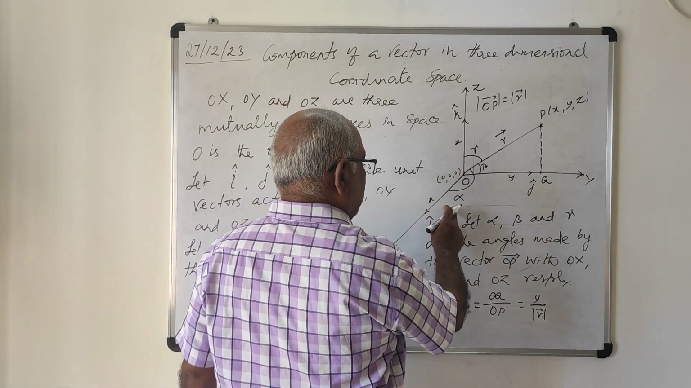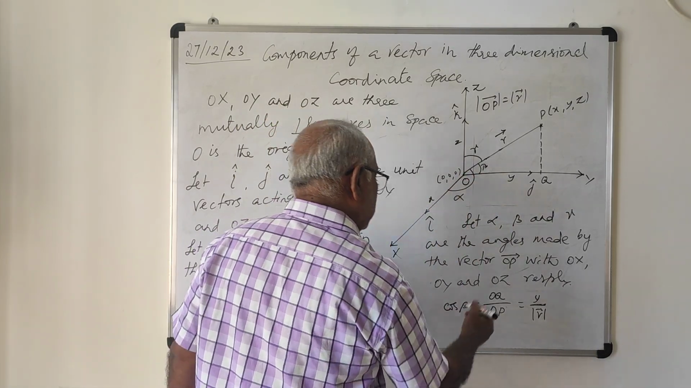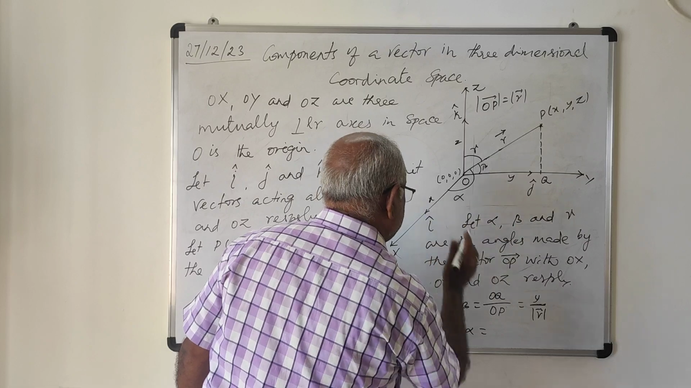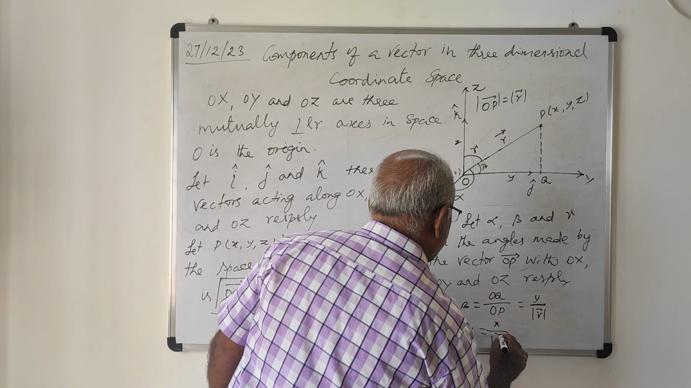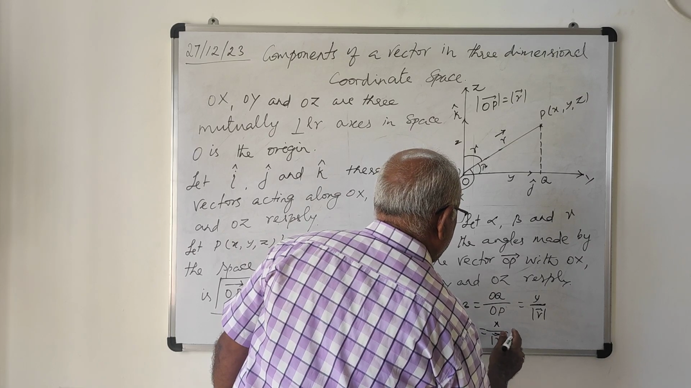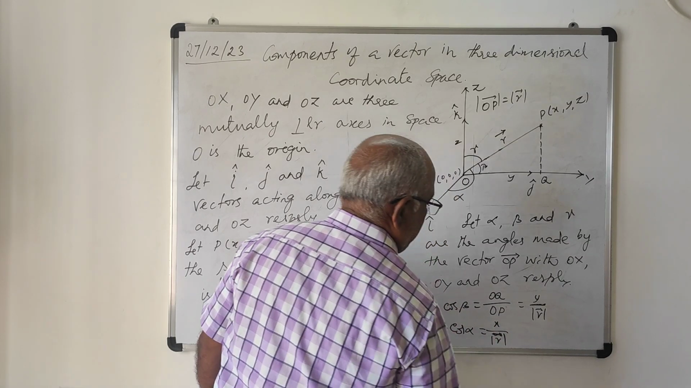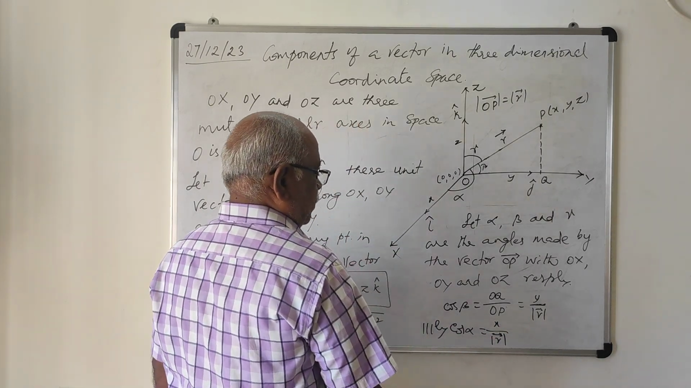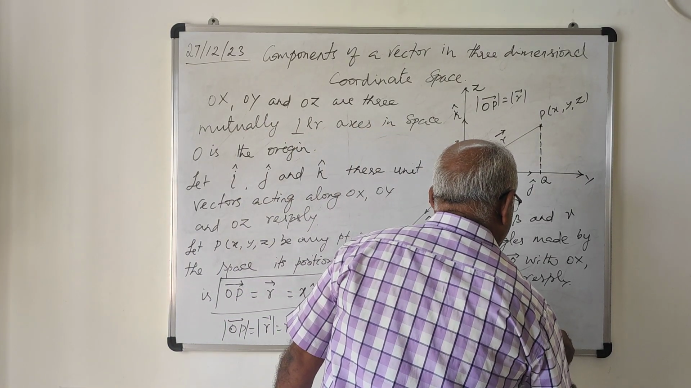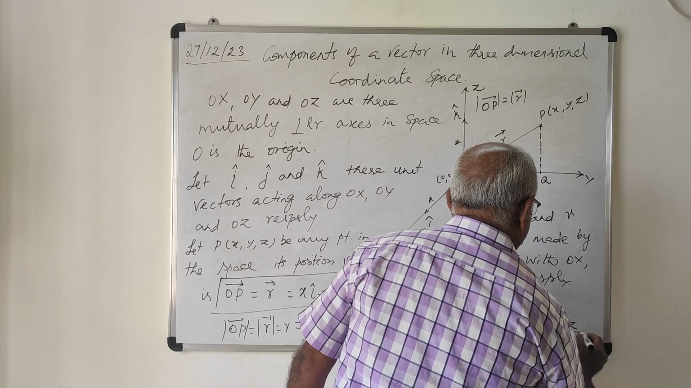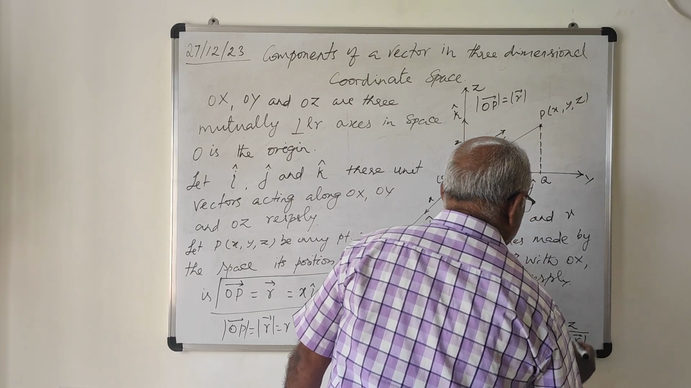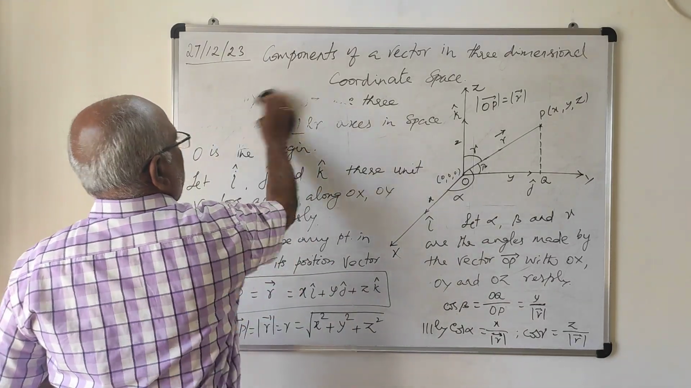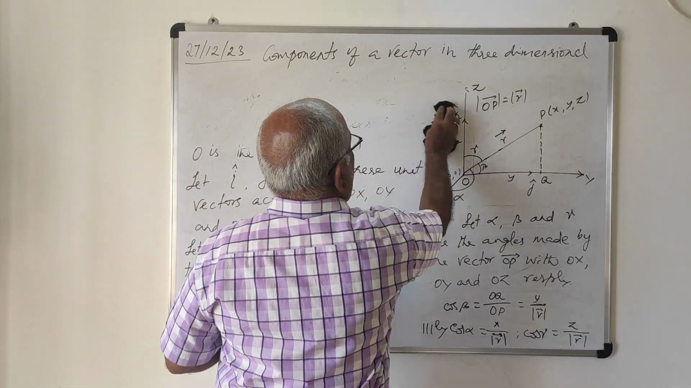Similarly, cos alpha is adjacent side x by modulus of R. So we can represent cos alpha equal to x by modulus of R, and cos gamma equal to z by modulus of R. So cos alpha is x by modulus of R, cos beta is y by modulus of R, and cos gamma is z by modulus of R.